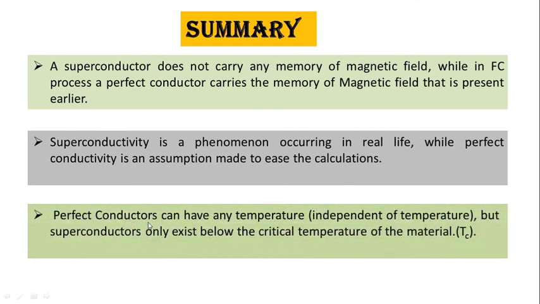The perfect conductors can have any temperature. It is actually independent of temperature. It can be observed at room temperature or at very low temperature, but the superconductor can exist only below a critical temperature, which is called Tc.